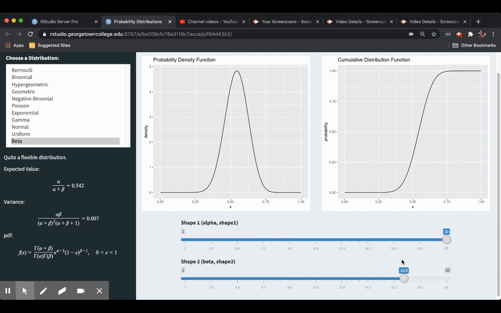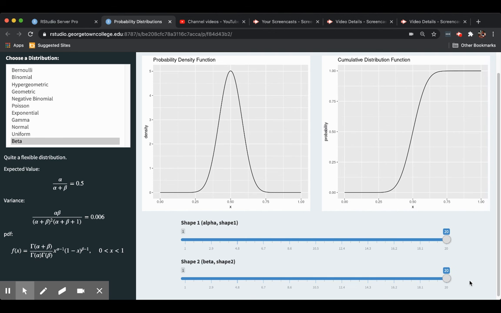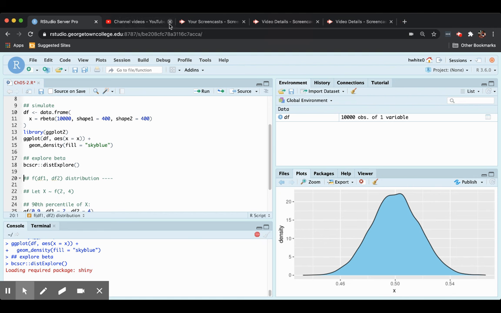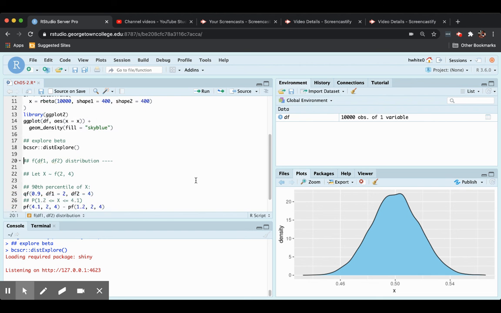What if I make both of the parameters big? I get a kind of bell shape. And in fact, that happens if the 2 parameters are the same and they both get bigger. You're getting closer and closer to a normal distribution, basically. That's sort of a theorem. Maybe not sort of, it's a theorem. Okay, enough on betas. Let me knock that away and push the little stop sign.